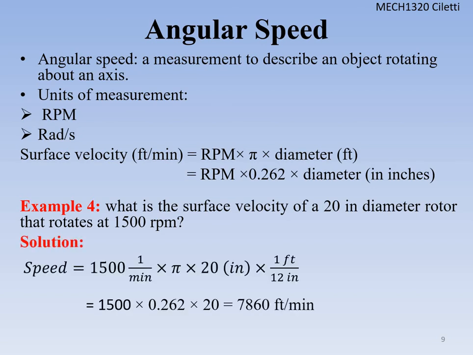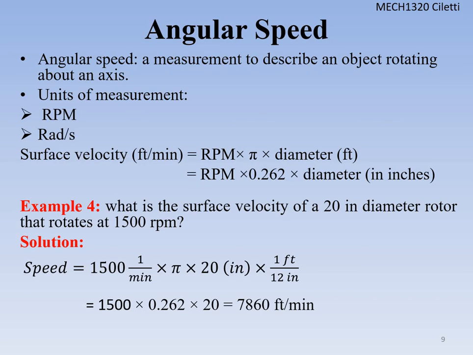So all we really have to do is, I wrote down both versions here, the top one, RPM times pi times diameter times 1 foot per 12 inches, or you could take RPM times 0.262 times 20 and get the same answer. Okay, so revolutions per minute, 1,500 times 0.262. Remember that 0.262 comes from pi divided by 12, so that you end up in the correct units of feet instead of inches, times 20 inches.